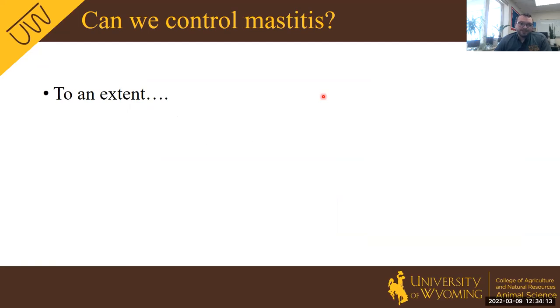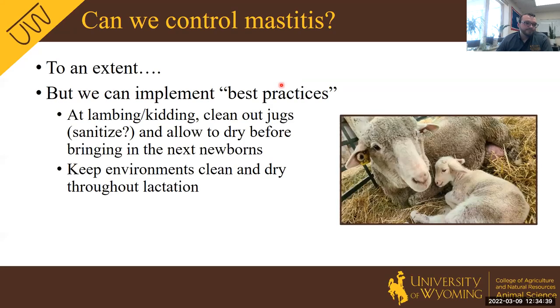So here comes the big question. Can we control mastitis? Well, as I said throughout this presentation, there's always going to be bacteria within the environment, so there's always risk of having that infection within the mammary gland. So we're never going to be able to completely eliminate either clinical or subclinical mastitis from our flock or herd. But we can implement some best practices to help manage mastitis within our flock or herd.